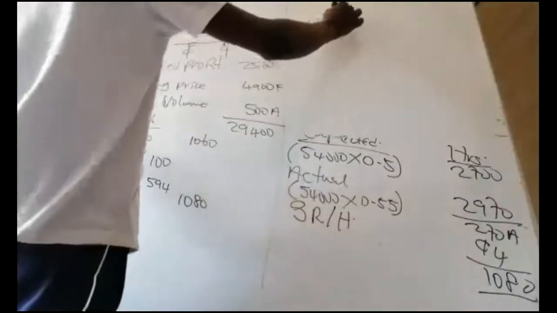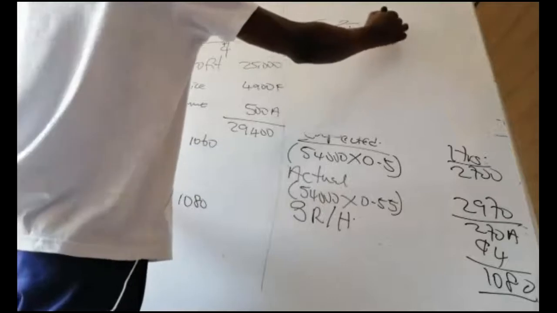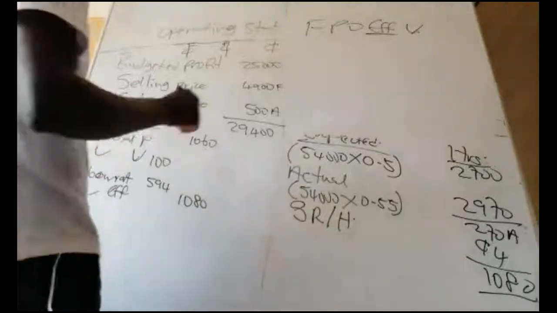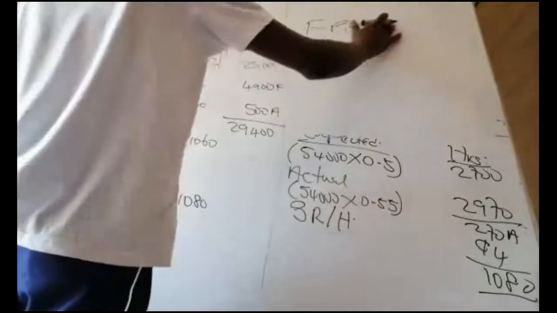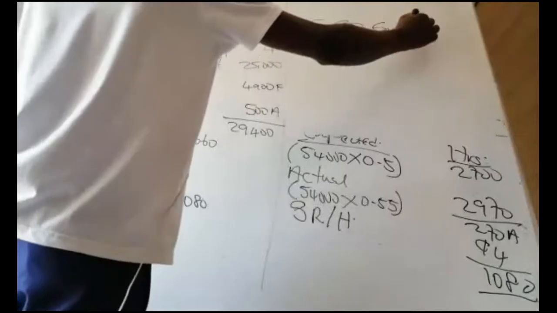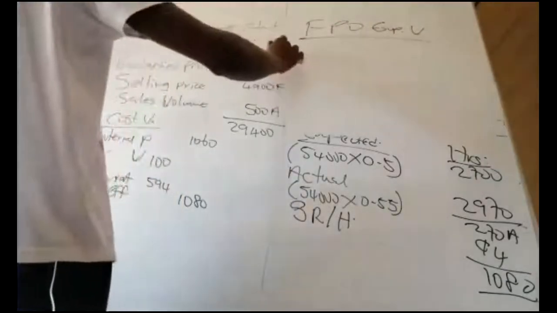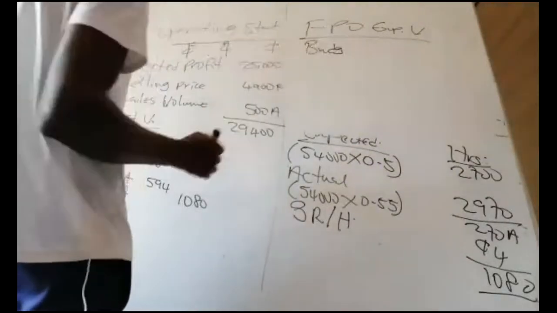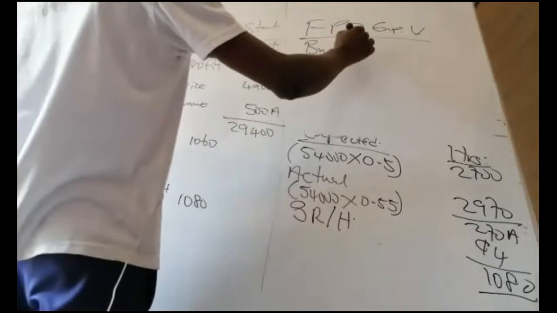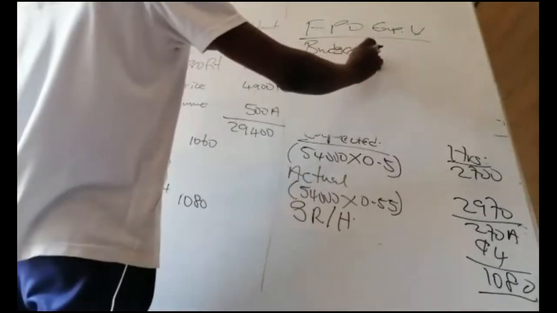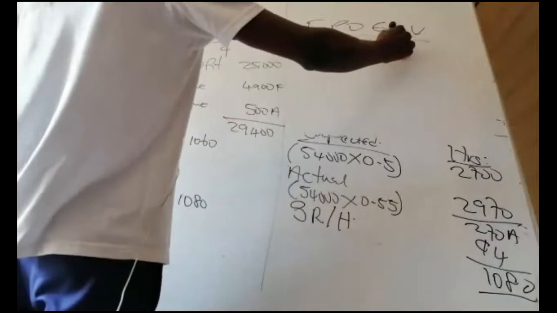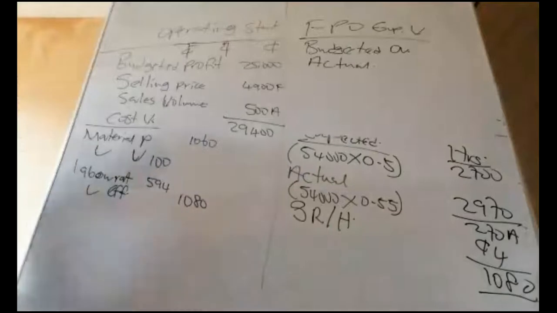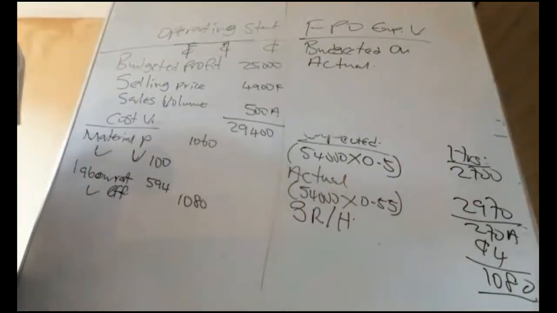So fixed production overhead efficiency variance. Hey, why are we starting from efficiency? We are doing the expenditure variance. Good. So for expenditure, bring your budgeted overheads against the actual. Now the budgeted overheads, let's go and pick it up for production.